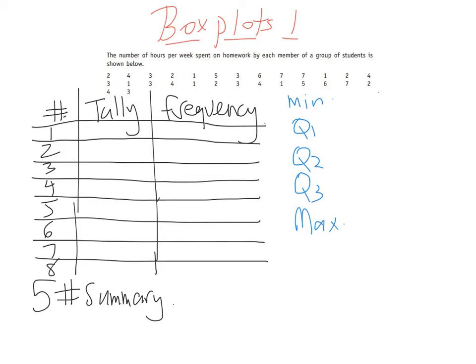So we look at our set of numbers and cross them off as we go. First number is a 2, put a stroke for a 2. Next number is a 4, put a stroke for a 4. 3, 2, 1, 5, 3, 6, 7, 7, 1, 2.